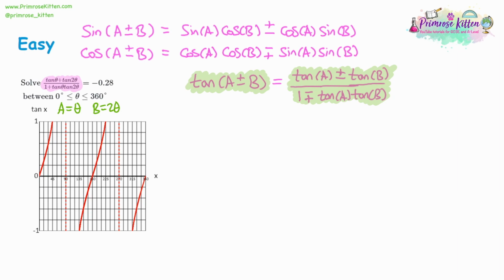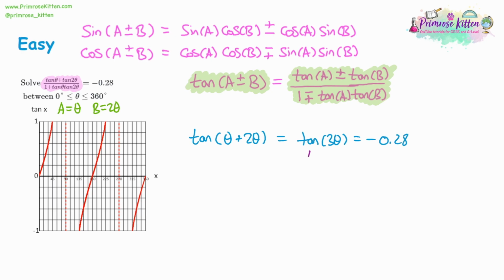So then we write down tan of A plus B. That's going to give us the tan of theta plus 2 theta. And you can see it's a plus because we've got a plus on the numerator of our original version. So it's going to be a plus in our formula. That's the same as tan of 3 theta, which is the same as negative 0.28.